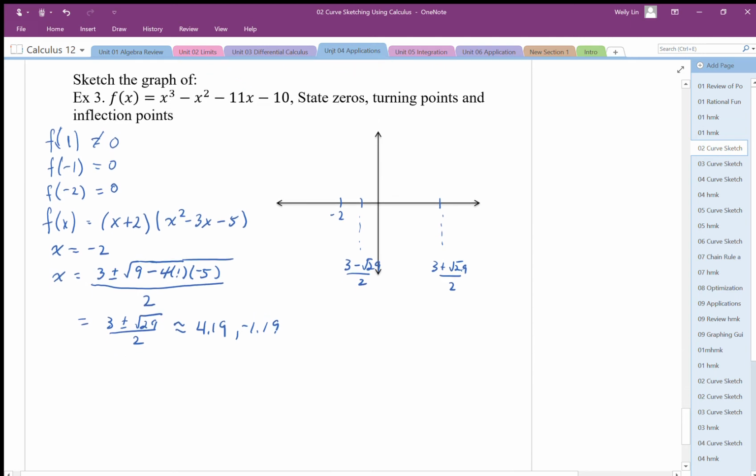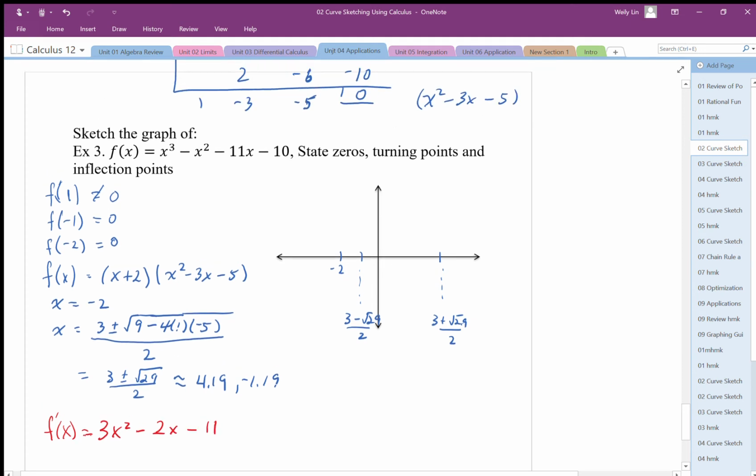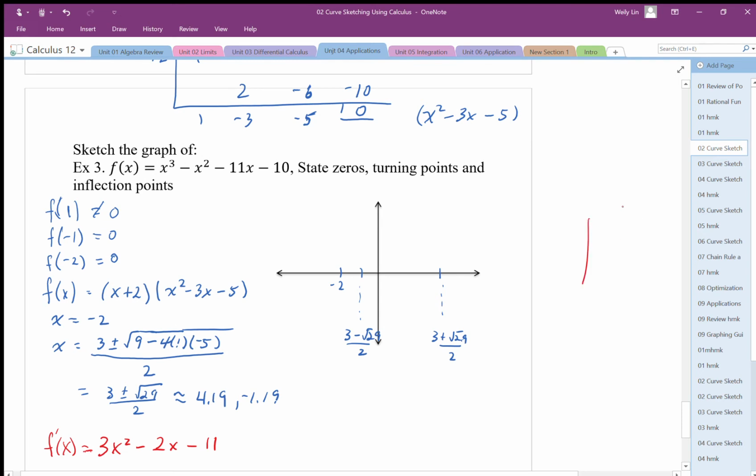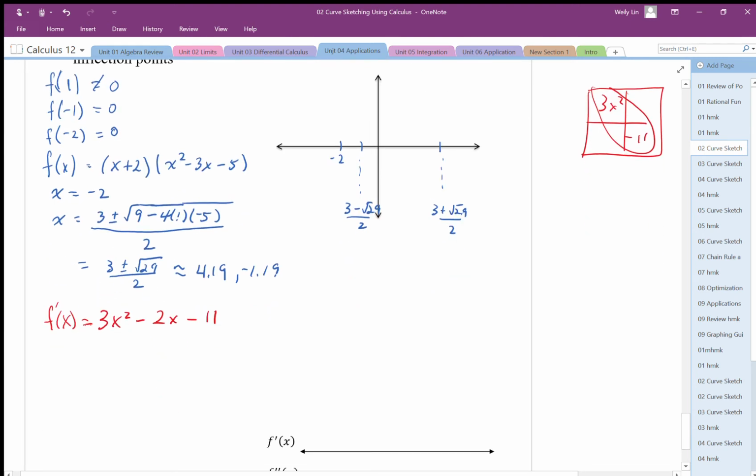Okay, I want to find then, using calculus, my turning points and inflection points. So turning points are my min and max points. So I need my derivative. So I'm going to go f prime of x equals 3x squared minus 2x minus 11. Okay, I should try factoring that. I think that might be factorable. No, that doesn't look factorable, does it? 3x squared, negative 11. Yeah, I've got to multiply to negative 33 and add to negative 2. So that's not going to work.